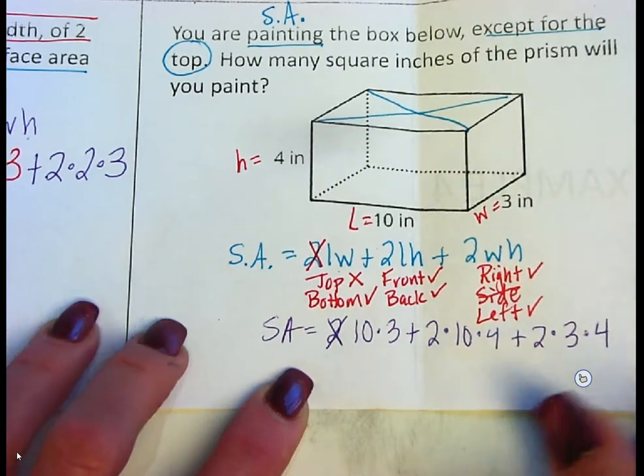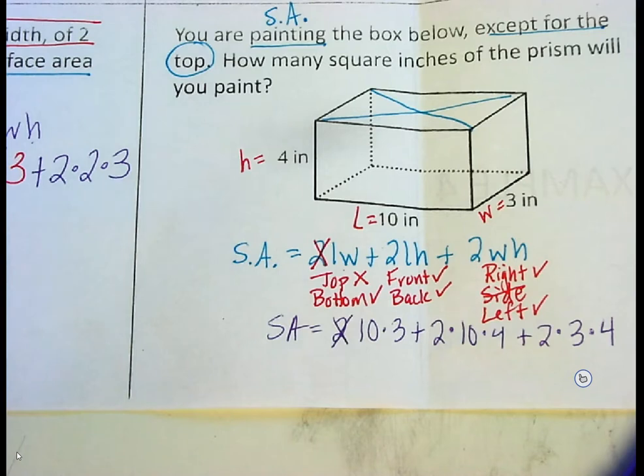So now that we have the numbers, all we did was take out that 2. And like Giovanni said, we could make that a 1, but we don't need to because whenever I multiply something by 1, it stays the same. So you're going to grab your calculators and go ahead and calculate the surface area of this box if you weren't painting the top.